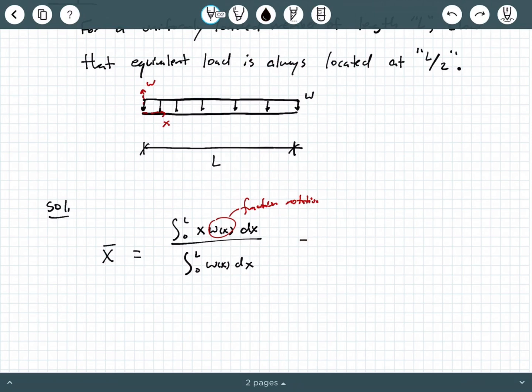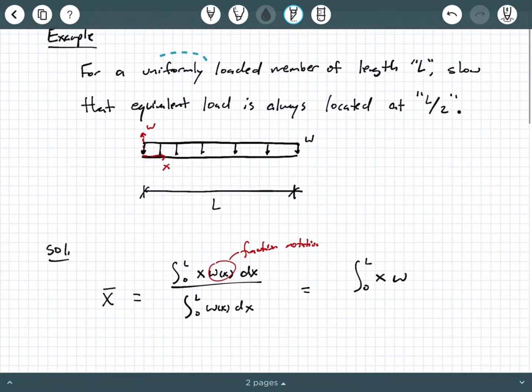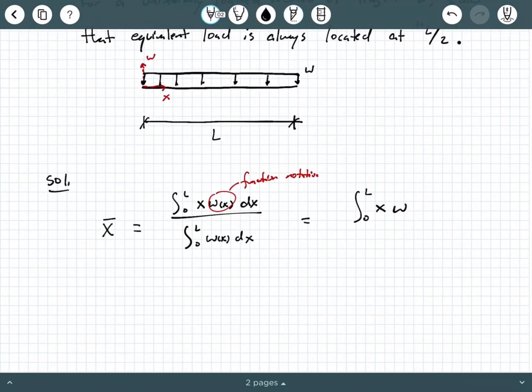So in this particular illustration, we're going to have the integral from 0 to L of x times w, because our load function is just a constant, it's a uniform load, right? Uniformly loaded, so w is just constant. And then we get x times w times dx over the integral from 0 to L of w dx. So remember, we shouldn't try to cancel anything right now, although we kind of could because w is a constant. So we'll make a note here. W is constant in this case.